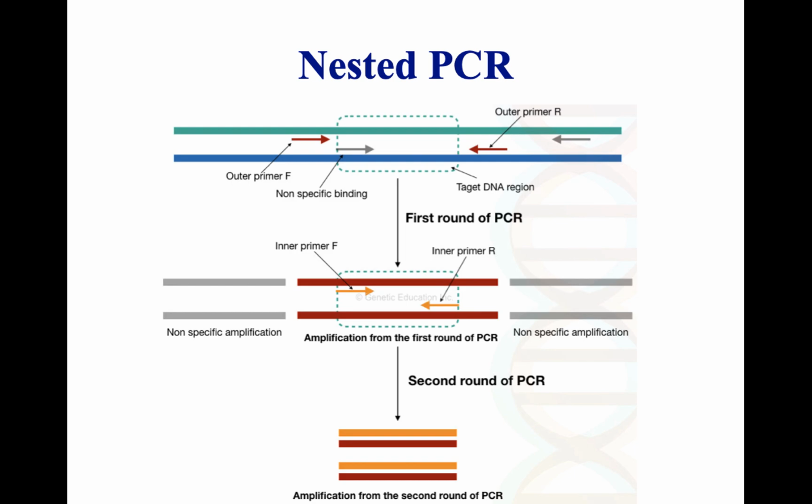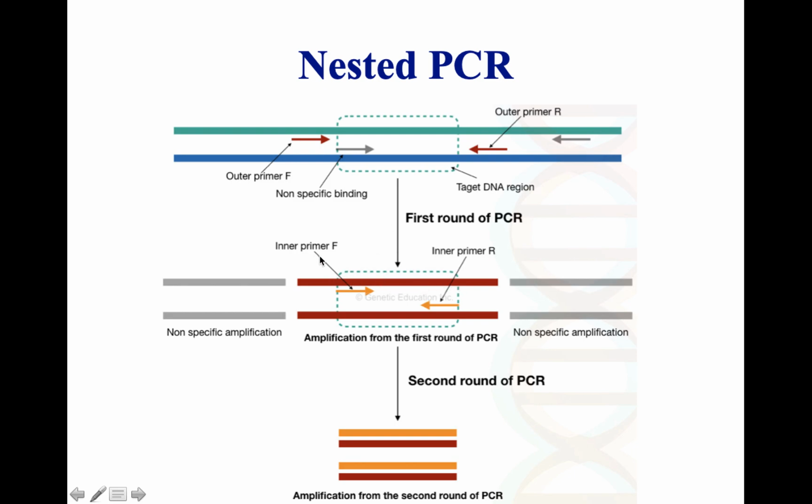After the production of the specific amplified product in the first round of amplification, it is exposed to the second round of the PCR using the second set of primers, indicated in orange color. They are named the inner primer F and the inner primer R. These primers bind to the region internal to the amplified product formed in the first round of the PCR.